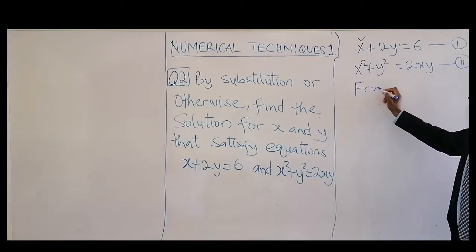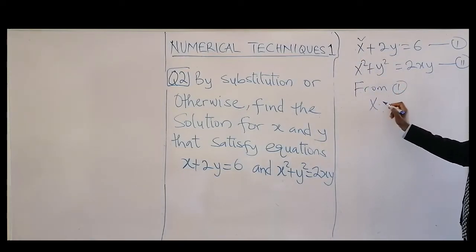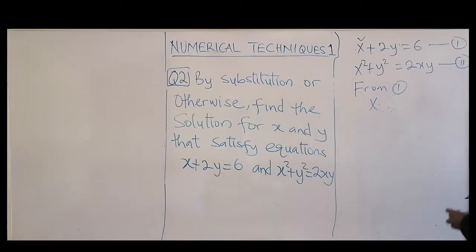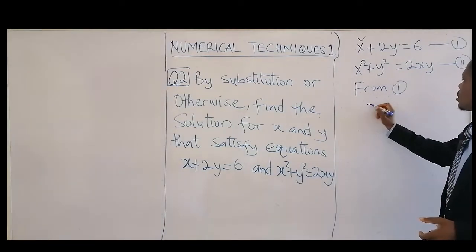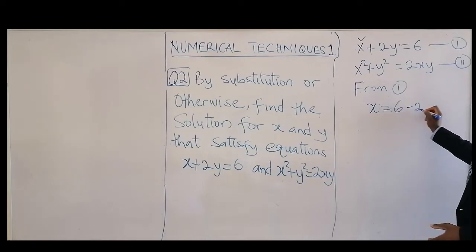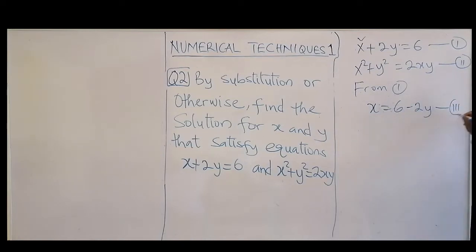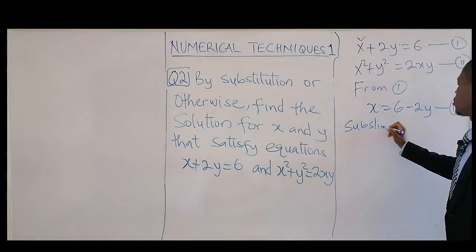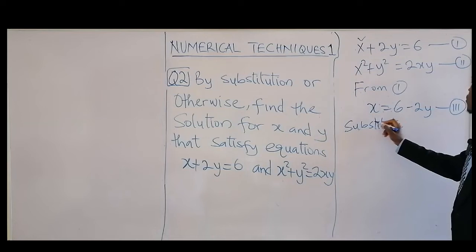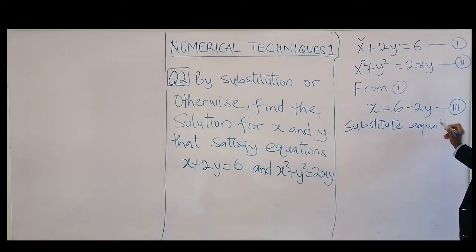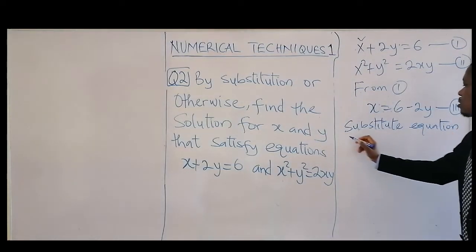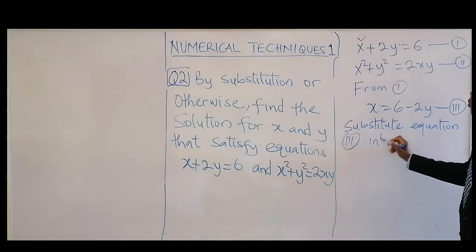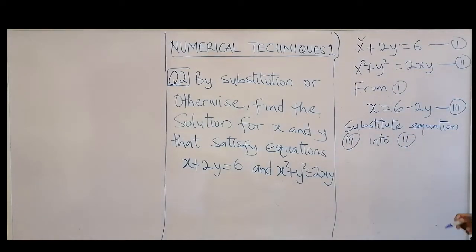So from equation 1, x is equal to 6 minus 2y. Call this one equation 3. Okay? And substitute equation 3 into equation 2. So we now have, anywhere you see x, you put this one there.